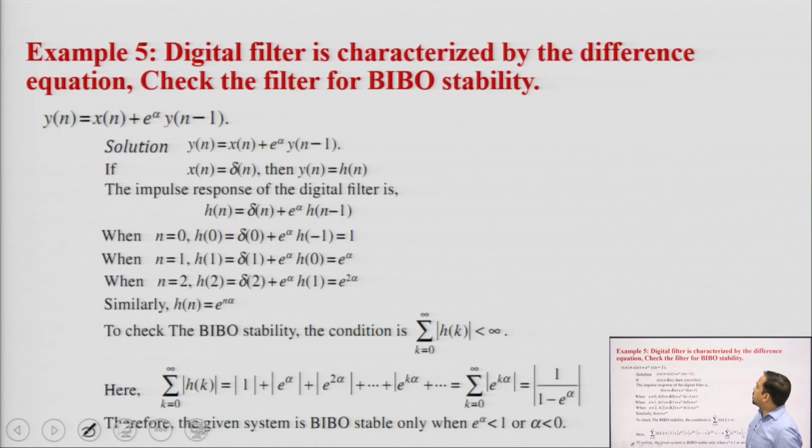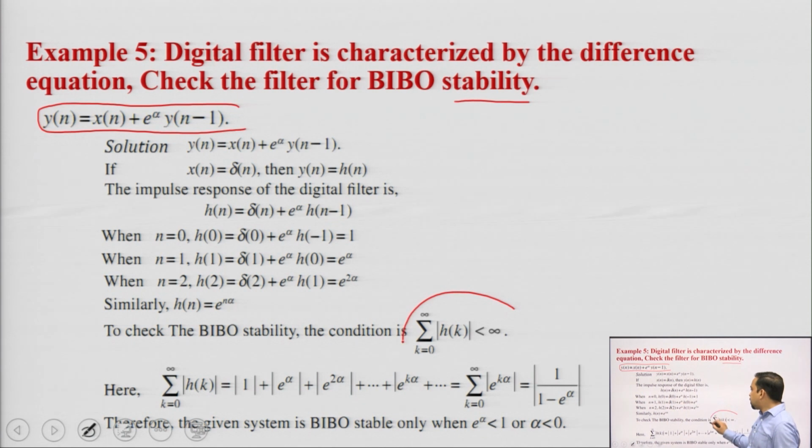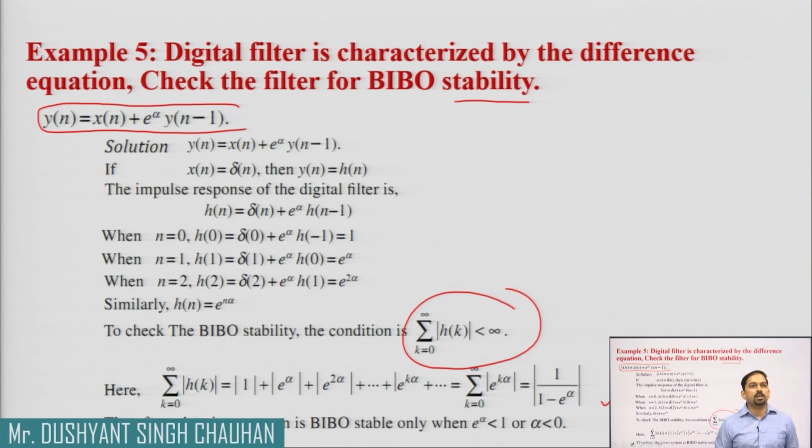Lastly, we have this small question. We need to check the stability of the system. We have y(n). First we need to identify the impulse response, and by calculating it, we check whether the impulse response is absolutely summable or not. If it is summable, then definitely it is stable. Here we can say the system impulse response is a finite quantity, and if it is a finite quantity, it is stable.